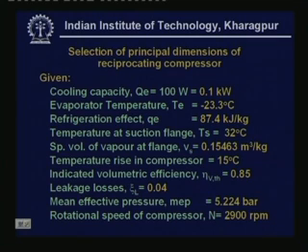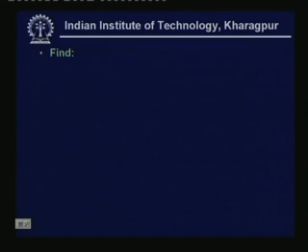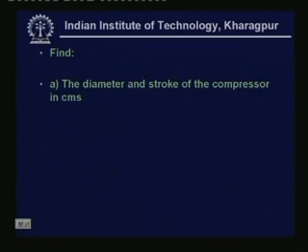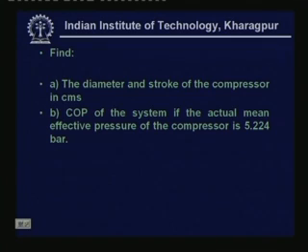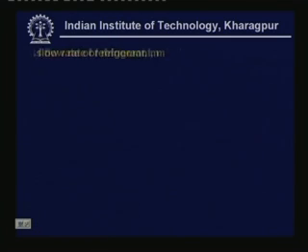So, this is the given information, and what is that we have to find? We have to find first the diameter and stroke of the compressor in centimeters, then the COP of the system if the actual mean effective pressure of the compressor is 5.224 bar. So, let us solve this problem from the given input data.